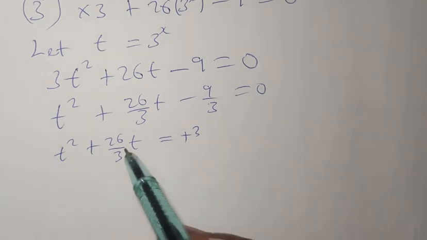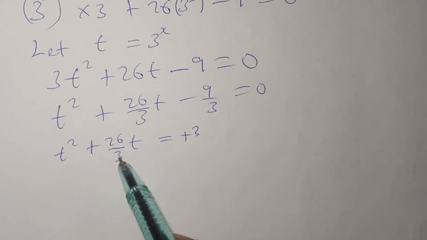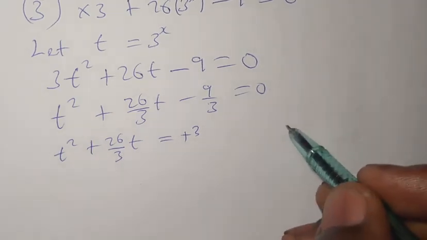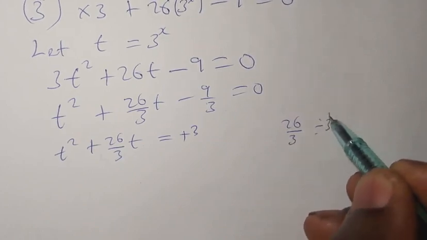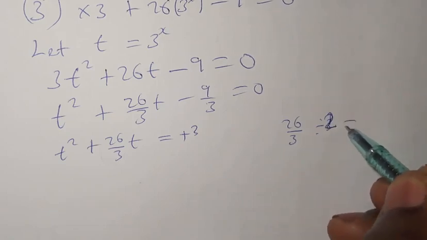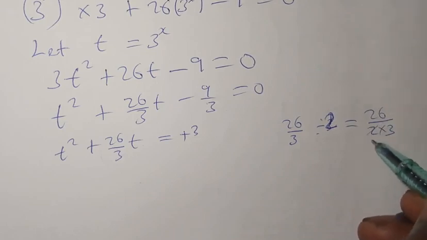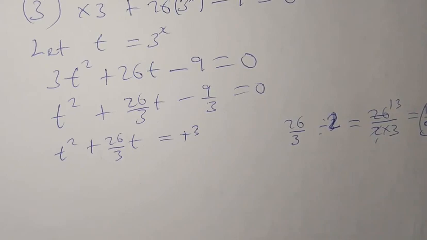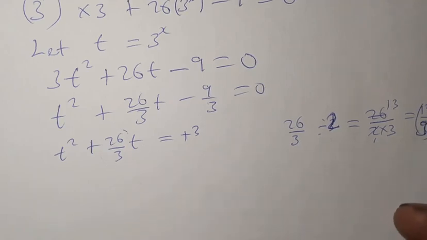So what we'll do is that we're dealing with the coefficient of t now. We will find half of it, square it and add it to both sides. That is, we have 26 over 3. We divide this by 2. When we divide this by 2, it's the same thing as 26 divided by 2 times 3, which will give us 13. So we are left with 13 over 3. This is half of the coefficient of t. So we'll square this half and add it to both sides.